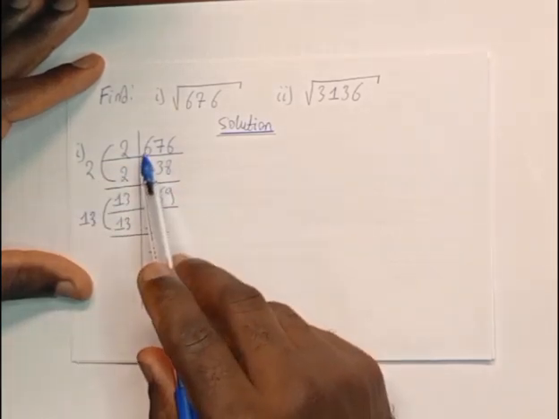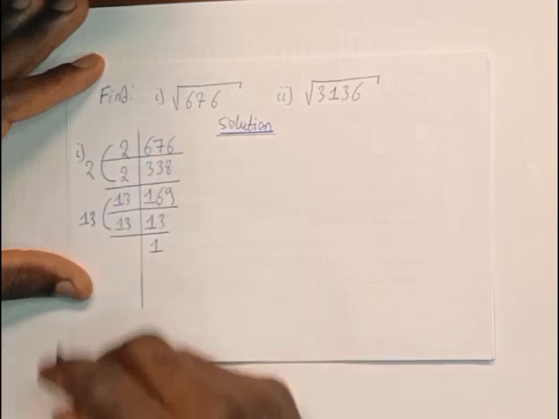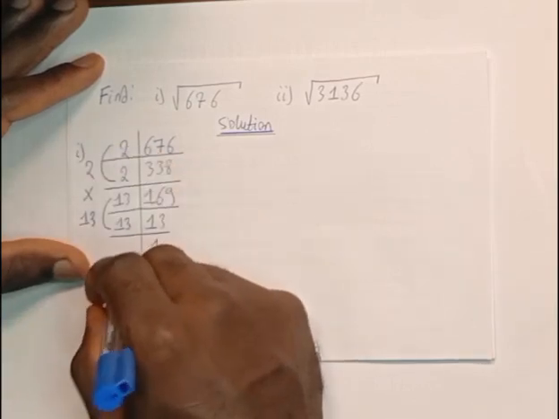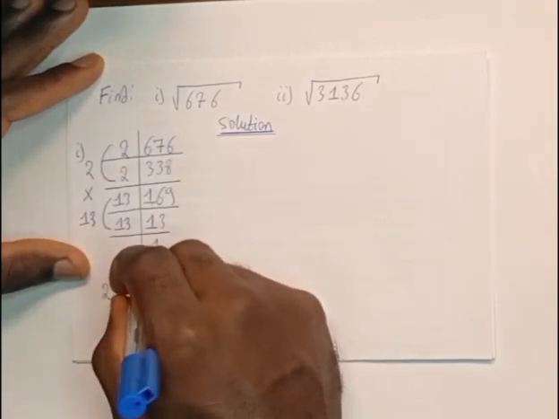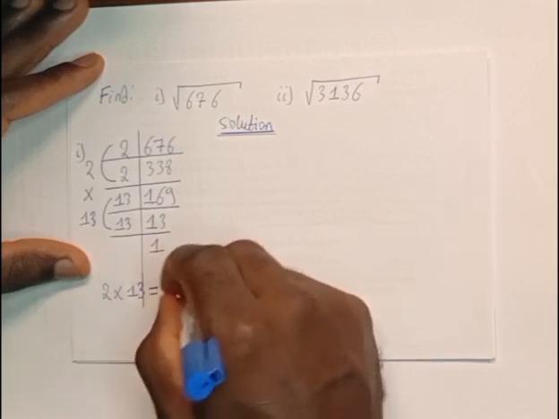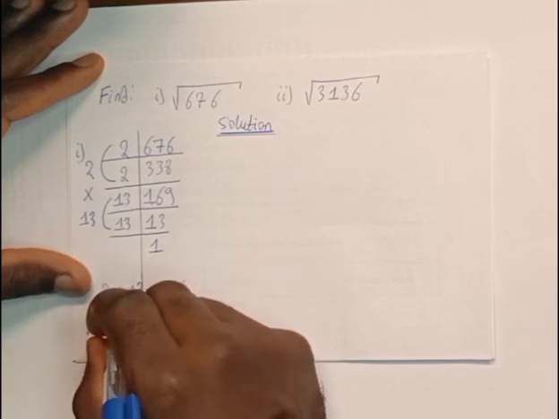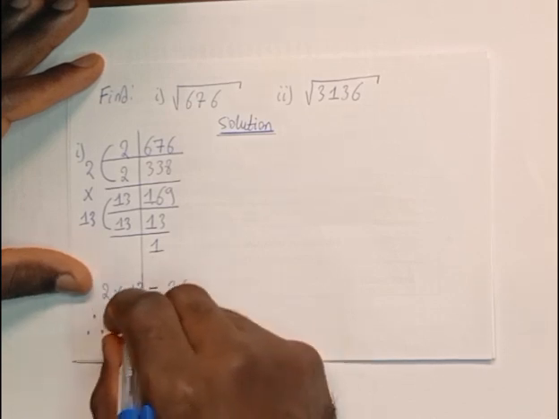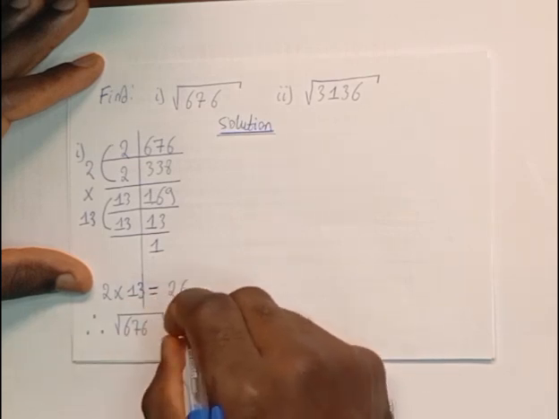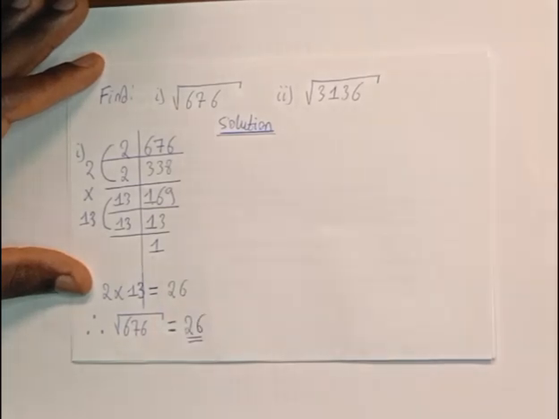Getting the square root of this number, we are simply going to take the product of the extracted prime factors. That means we take 2 times 13. 2 times 13 is simply equal to 26. We conclude, therefore, the square root of the number 676 is simply equal to 26. We underline the answer.